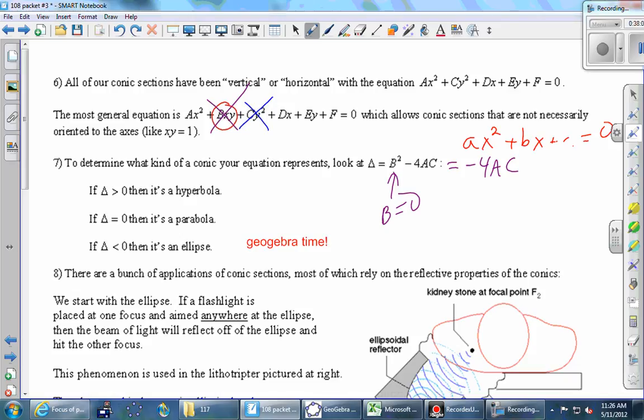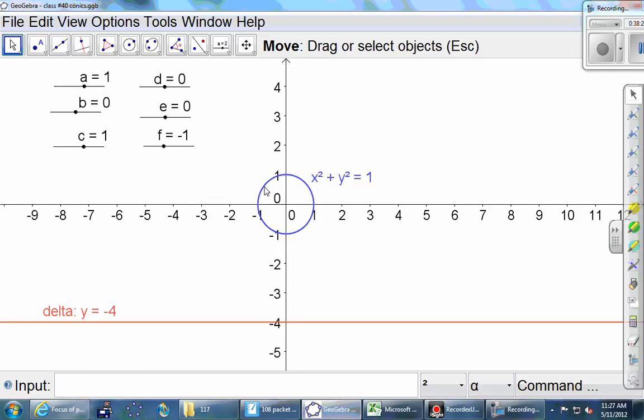ax squared plus dx plus ey plus f. Like when you think parabola, you think y equals x squared. It is. And you think y equals x squared plus 5x. It is. That's exactly what this thing is. So all of the stuff we knew to be true before is still true, but somehow this generalizes it even further. And I made a GeoGebra thing yesterday, and this is the first time I've used it, so I hope it goes well.